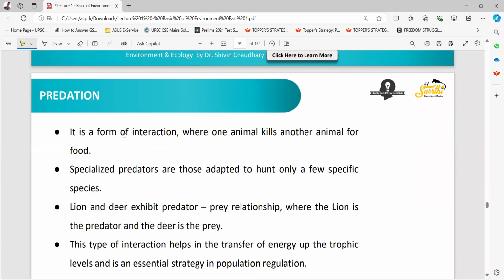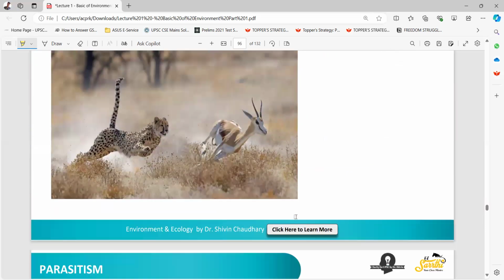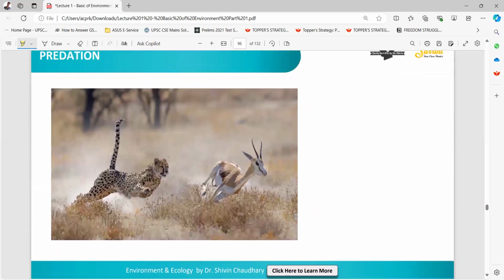Predation is a form of interaction where one animal kills another animal for food. Specialized predators are those adapted to hunt only a few specific species. Lion and deer exhibit a predator-prey relationship, where the lion is the predator and the deer is the prey. This type of interaction helps in the transfer of energy up the trophic levels and is an essential strategy in population regulation. Predation. You can see an example here, like a cheetah chasing a deer.